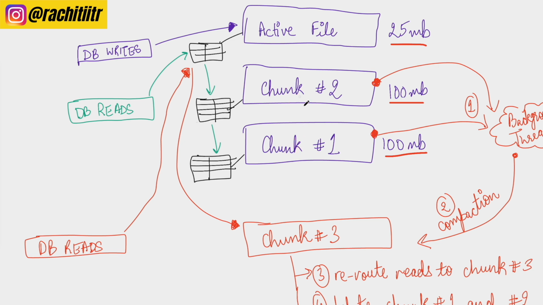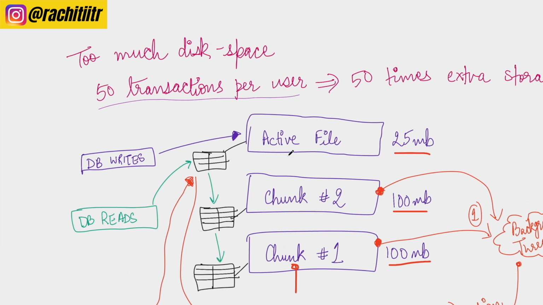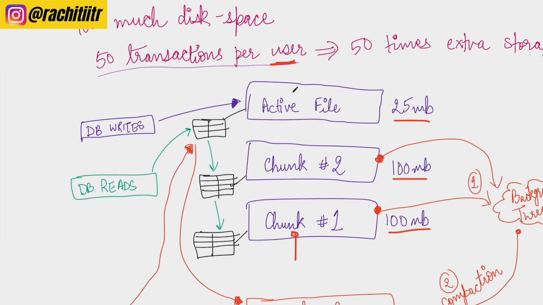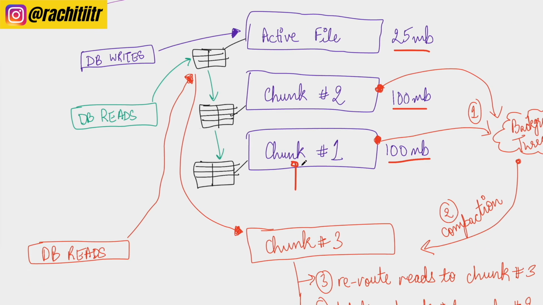So let's say there were duplicate keys present because there were 50 updates per user, per key. So for one key, it will be present in multiple chunks. And once we create chunk 3, which is the compaction of both these chunks, obviously this would be less space than 200 MB and we can get rid of those. So we are obviously doing a good job and saving space over here. There was a cost that we incurred while doing the append-only strategy, and that cost we will get rid of now.